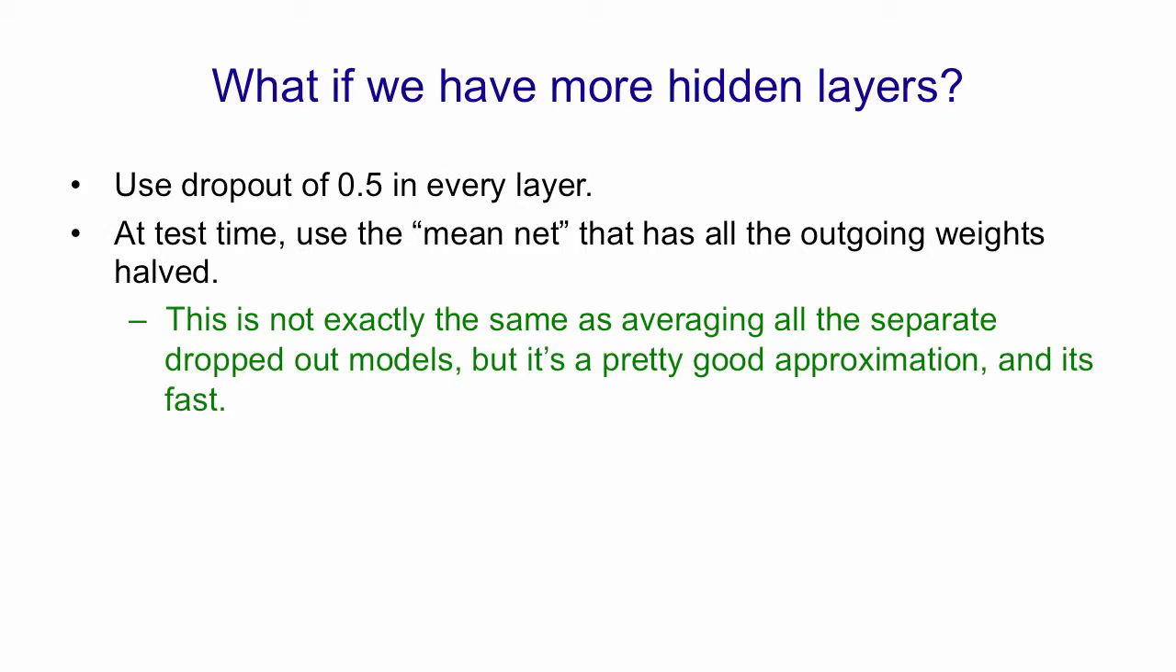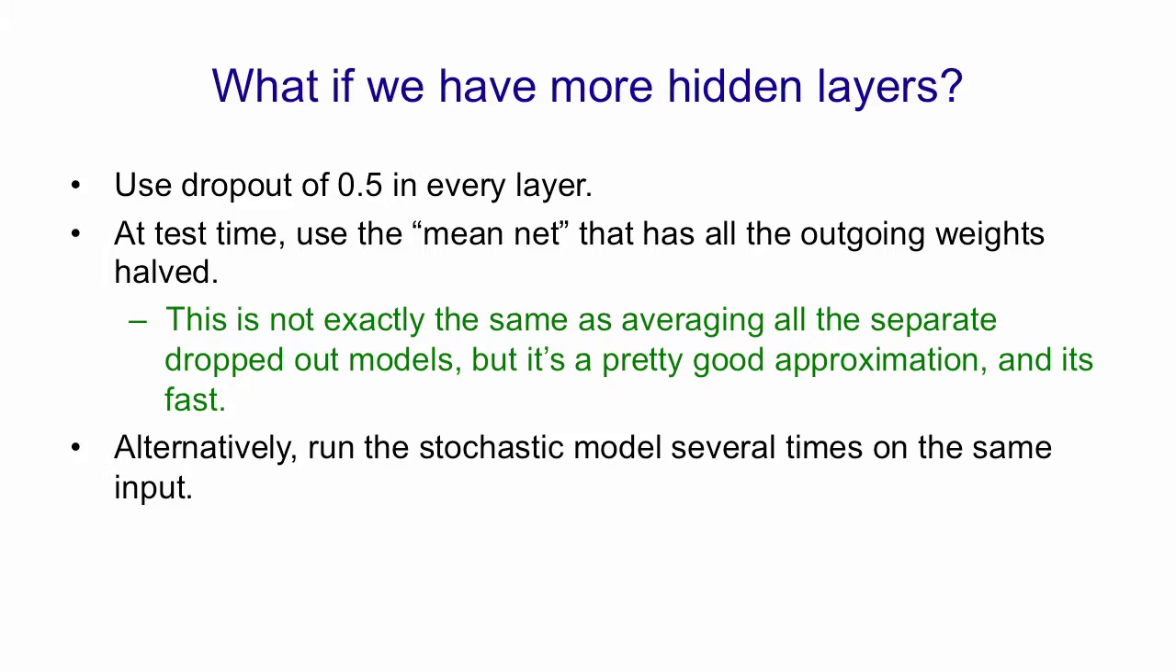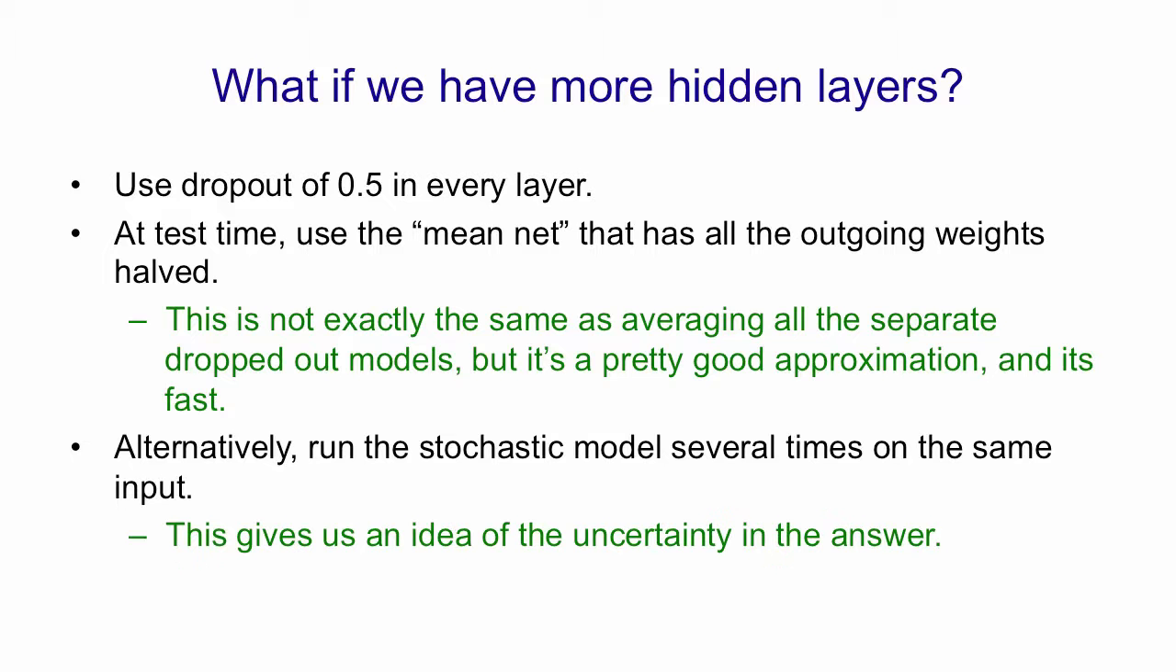When we have multiple hidden layers, this is not exactly the same as averaging lots of separate dropped-out models, but it's a good approximation and it's fast. We could run lots of stochastic models with dropout and then average across those stochastic models, and that would have one advantage over the mean net. It would give us an idea of the uncertainty in the answer.